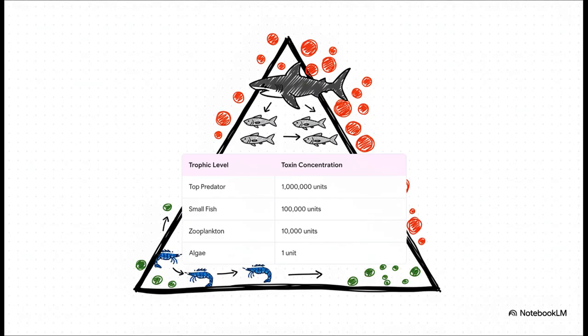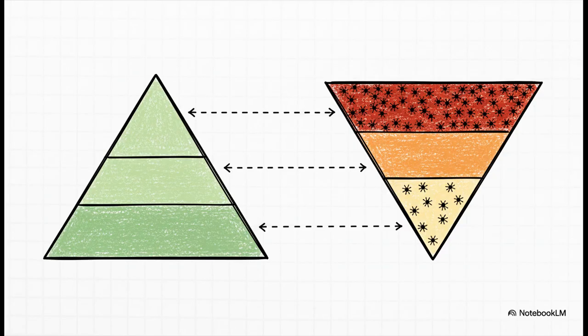It's insane. And here's the wild paradox of it all. The exact same rule that makes energy disappear is what makes these toxins become super concentrated. All that poison from thousands of tiny organisms at the bottom gets collected and crammed into the body of the one predator at the top. The less there is of you, the more concentrated the poison becomes.